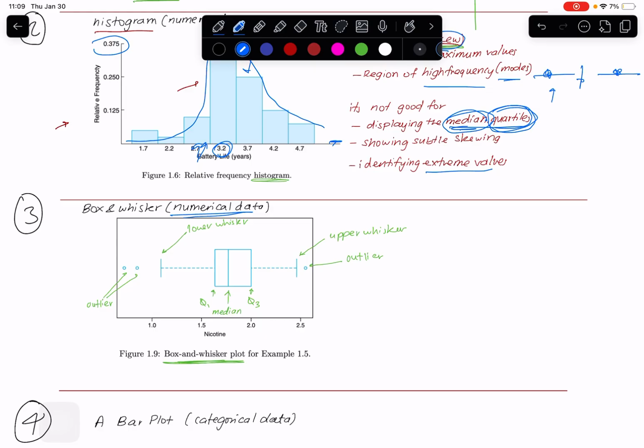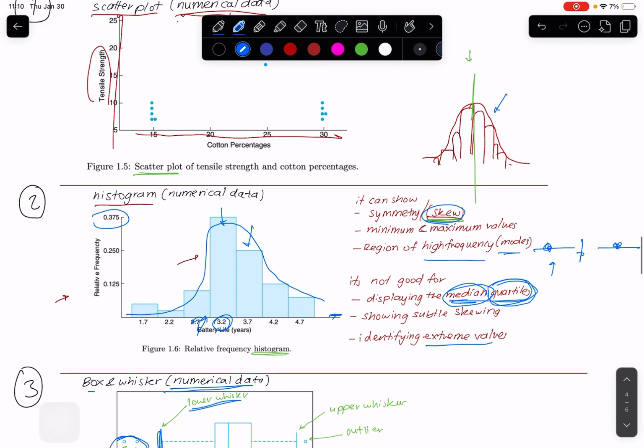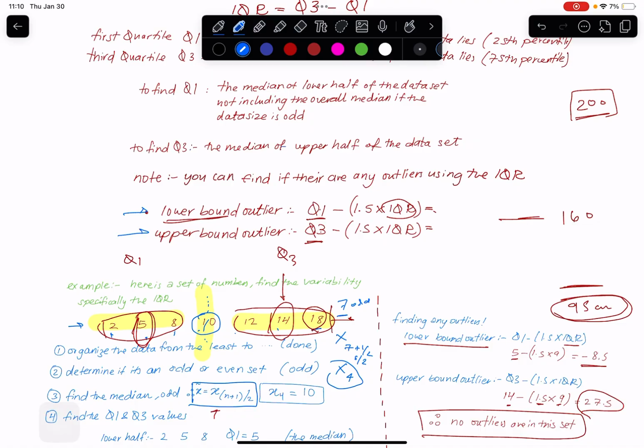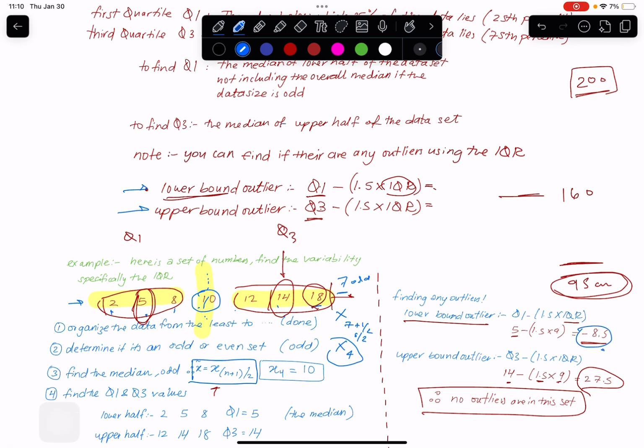Another numerical data graph is the box and whisker. If you remember, we talked about outliers, which are values that are not supposed to be in a set of numbers. For example, we have lower bound values, which are basically outliers below the set. Say the set starts from, I don't know, 1.1 and goes to 2.4. Values less than 1.1 are lower bound outliers, which fall under the lower whisker. The lower whisker is basically another fancy word for what we calculated above, the lower bound outlier and the upper bound outlier. We calculated a number, right? That number is where you draw the whisker line in the box and whisker.